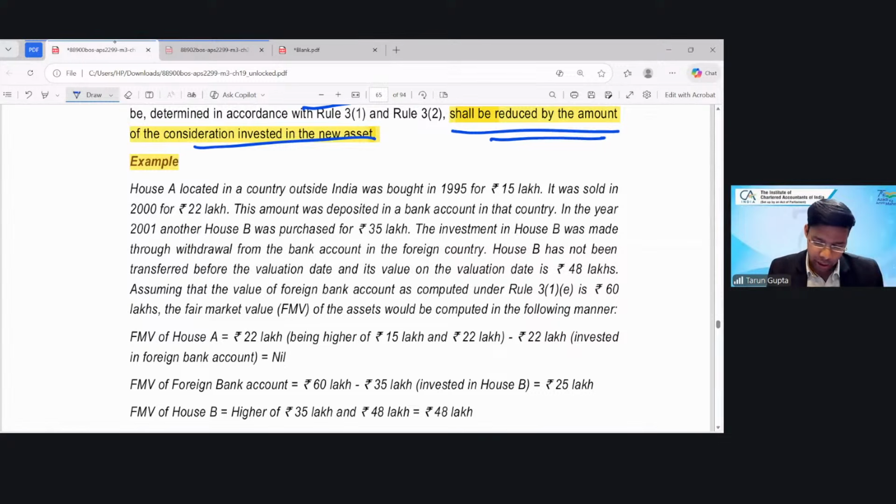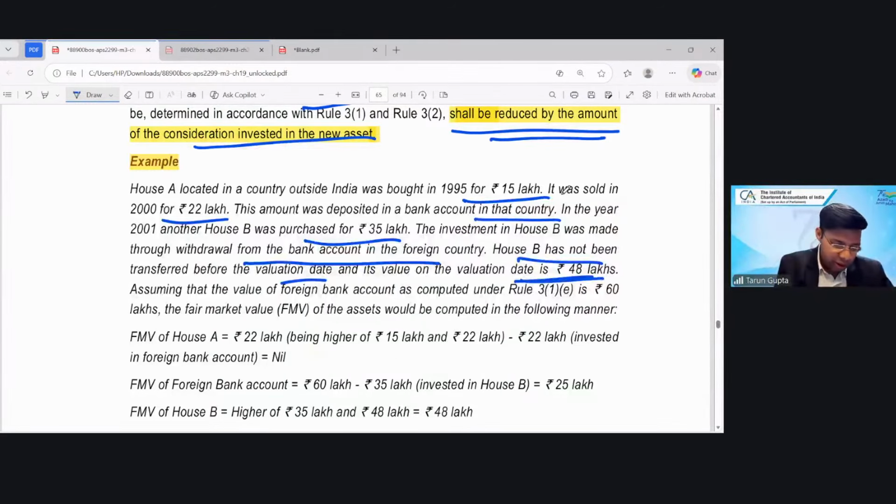House A located in a country outside India was bought in 1995 for 15 lakh. Okay, there's a house which was bought in a country outside India for 15 lakh. It was sold in the year 2000 for 22 lakh. This amount was deposited in a bank account in that country. In the year 2001, another house B was purchased for 35 lakh. The investment in house B was made through withdrawal from the bank account in the foreign country. House B has not been transferred before the valuation date. I still hold it, and its value as on the valuation date is 48 lakh. I purchased it for 35 lakh. Now it is 48 lakh.